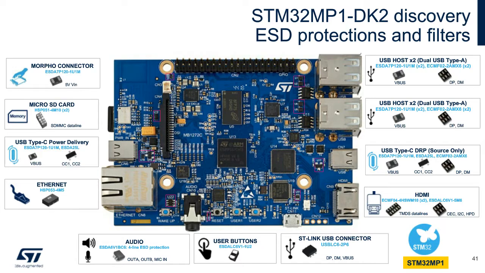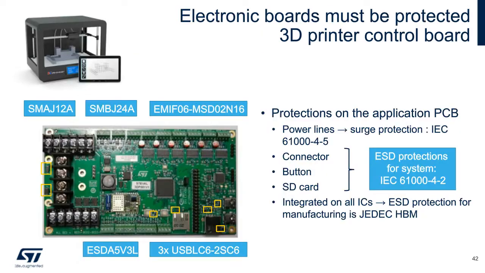Any electronic board must be protected. This second example shows a 3D printer control board. On this board, both input power lines of 12 volt and 24 volt are protected against surge, meaning according to IEC 61000-4-5, as you can see on the left side of the PCB layout.